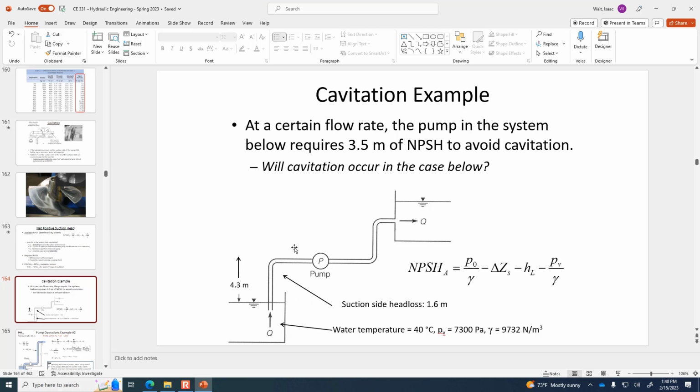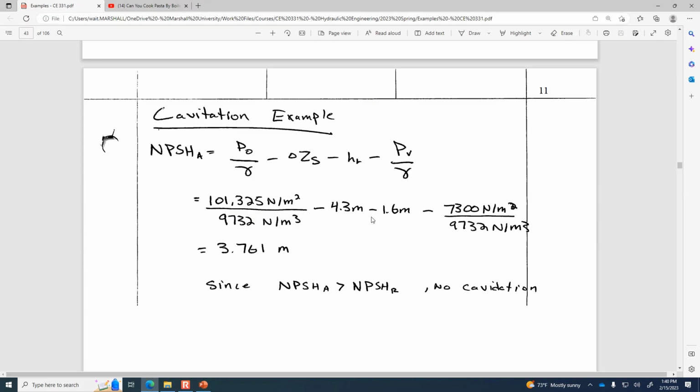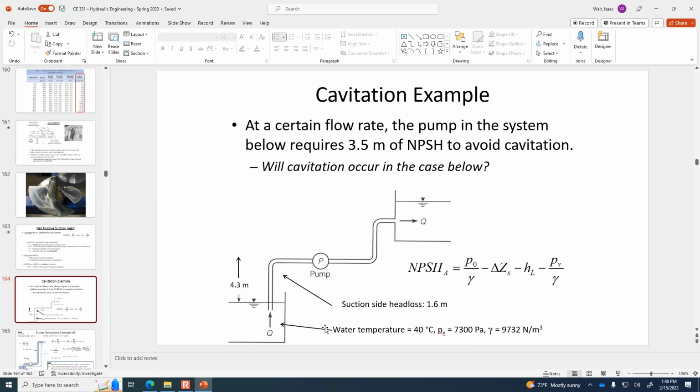So how could we reduce the risk of cavitation? Well, it's mostly here the delta Z. So what we could do is we could lower the pump. You see how there's this big vertical height and then it starts flowing horizontally? All we'd need to do is just lower the pump down to the water level, and that would eliminate a lot of that risk for cavitation.